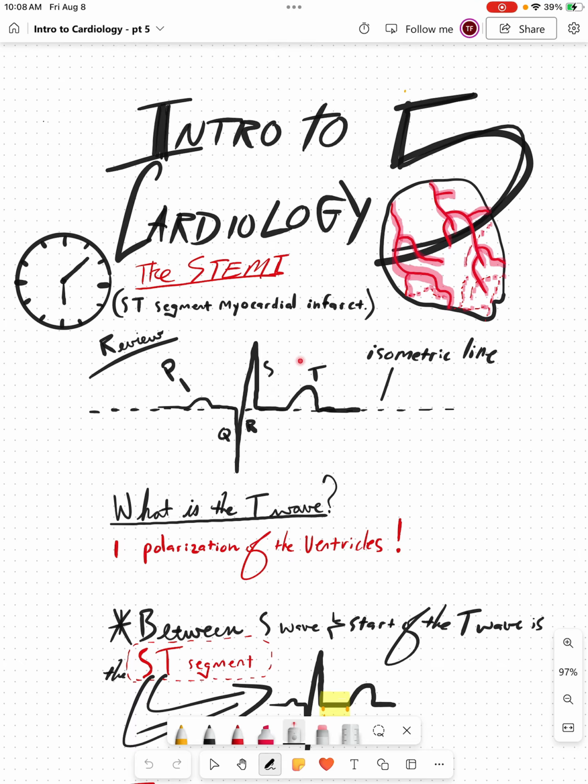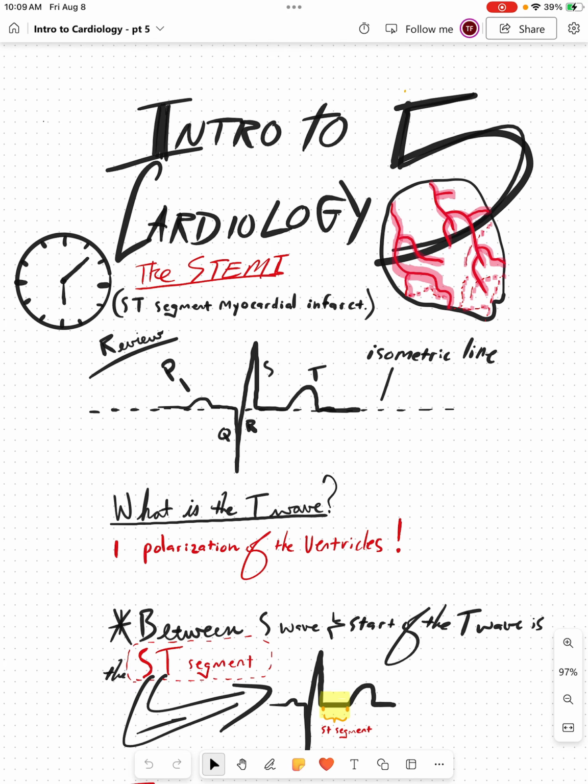Something important to note when we are talking about STEMIs is the isometric line here. To identify where that is, you take the very beginning of your P wave and make a line. This is the isometric line. Why is that important? A few reasons. Occasionally you're going to have beats that look a little all over the place because we're bouncing around in an ambulance, and so the beginning of that P wave is your reference point. It's your legend. It's your guide to find that isometric line.